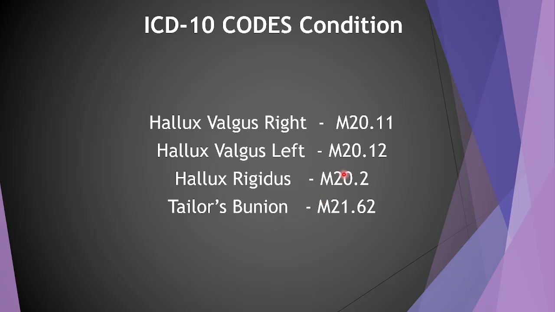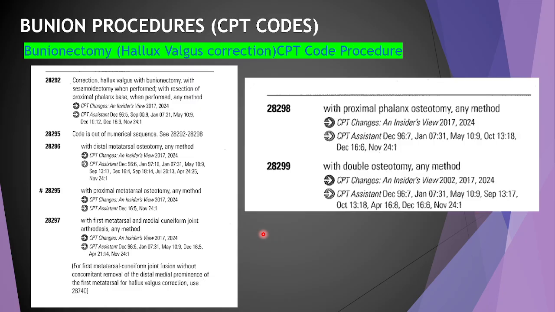Next. So these were the ICD code conditions. Hallux valgus is in the M20 series. Taylor's bunion is M20.2. Okay, so these are the ICD conditions. We'll see them while we do the operative reports and the navigation. So these were the procedures of the bunion. Bunionectomy is a hallux valgus correction. Hallux valgus correction addresses the lateral deviation of the first metatarsal. That is a bunionectomy. If there is a bony bump, the physician will remove that bony bump. So these were the related codes.